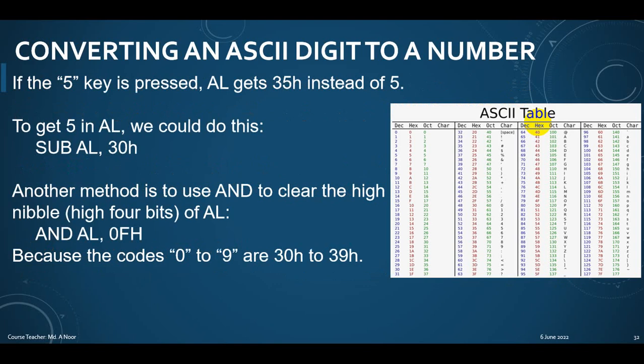Converting an ASCII digit to a number. So you can use this procedure. If the 5 key is pressed, AL gets 35 hex instead of 5. So to get 5 in the AL register, we could do this: SUB AL, 30 hex. So these are some of the tricks you can use to perform your activity.